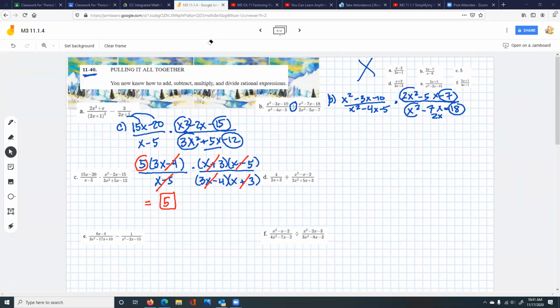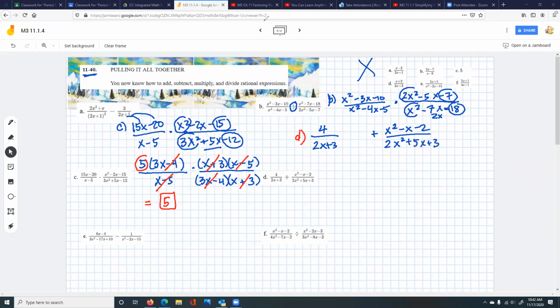Okay, we're going to copy down D. So D says, oh, I don't want to write in red. Let's change to dark blue. 4 over 2x plus 3. Looks like we have an addition problem here. So I'm going to put the addition really far away because I know I'm going to have to multiply by something to make a common denominator. So x squared minus x minus 2 all over 2x squared plus 5x plus 3.